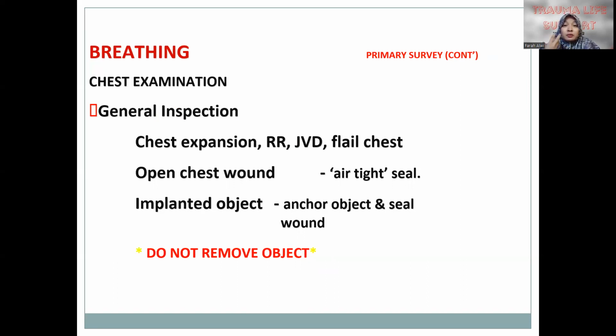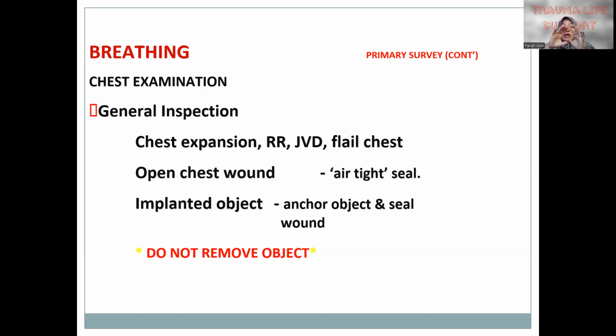You inspect for chest expansion, look at the patient's respiratory rate, look at the jugular venous vein, look at whether the patient has equal chest rise or not. Okay, look for any open chest wound. Okay, and then look out for impaled objects. Okay, if there are any impaled objects, don't pull them out. Don't remove the objects. Just anchor the objects and then seal the wound.